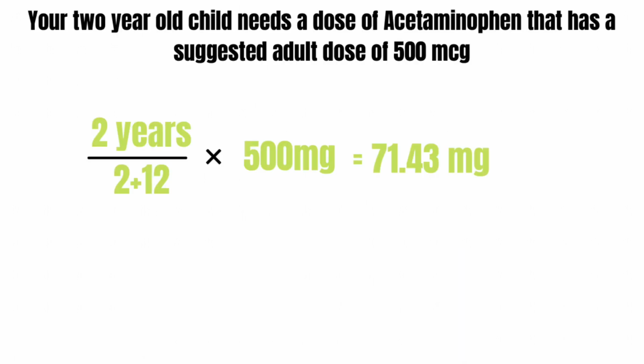Your 2-year-old child needs a dose of acetaminophen that has a suggested adult dose of 500 micrograms. Basically you're going to get that formula and just plug it in. This one is going to be your Young's rule. So the patient's age is 2 years, divided by 2 plus 12, times 500. Y'all, be careful when you're calculating this, because if you just put 2 divided by 2 plus 12 times 500 in the calculator, you're not going to get the correct answer. I had to do 2 divided by, in parentheses, 2 plus 12, close parentheses, times 500, and that gave me the correct answer.